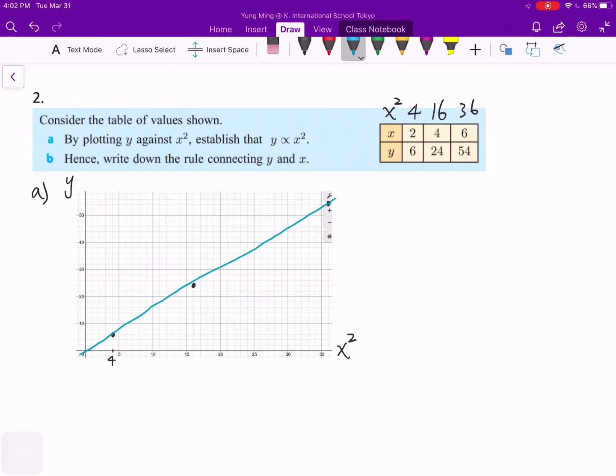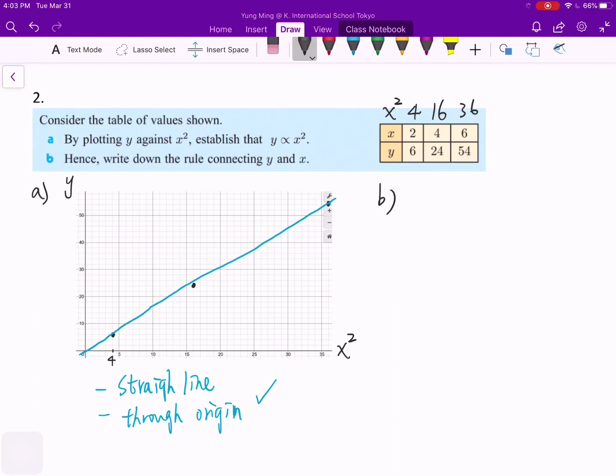That is exactly why we are having direct proportion over here. As we mentioned yesterday in the previous lesson, you need to have two things. We need to have a straight line, and second of all, we need to have the straight line through the origin. Since we're able to achieve both of them, we are actually good to go.